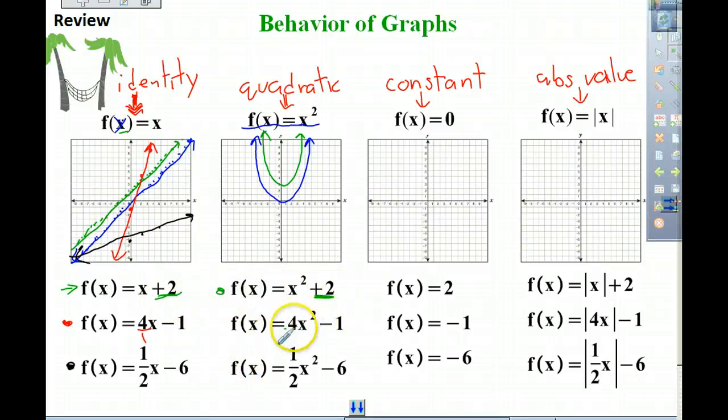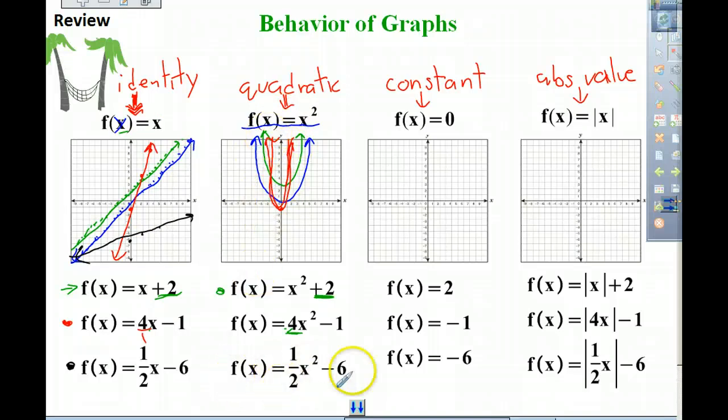Same idea here with 4x. The 4x here made it a little steeper, right? The red one is a little steeper. The 4x will make it steeper on each side, which gives the parabola the appearance that it's skinnier. And of course it's down 1, so it looks like this. It's a little steeper than all the others. So kind of same but different. This red line is steeper, and this parabola is steeper, which makes it look skinny.